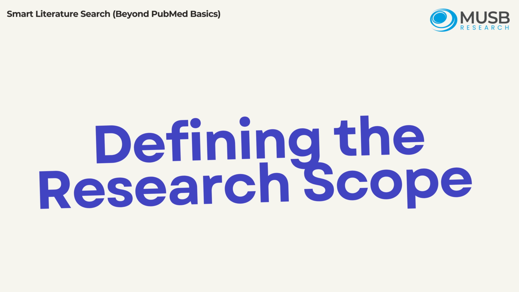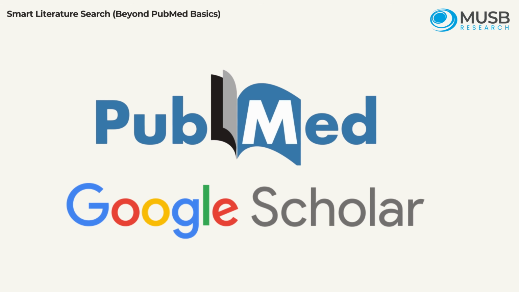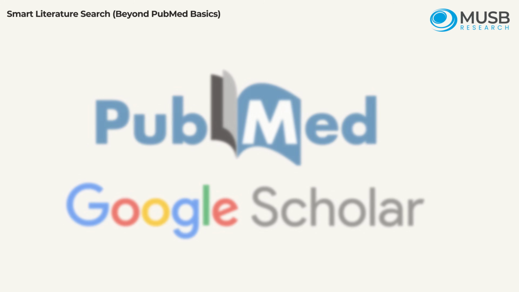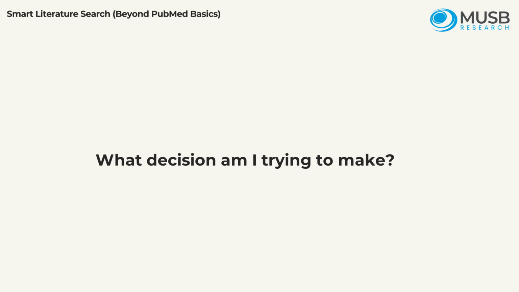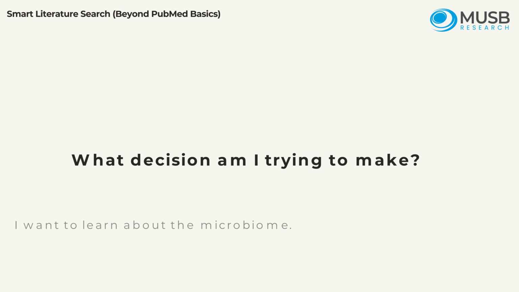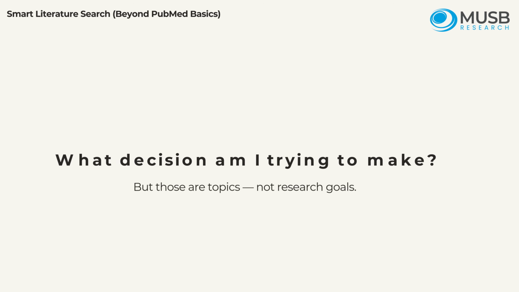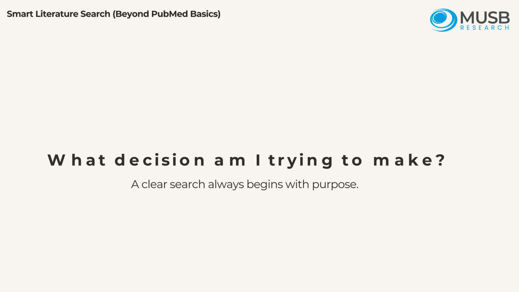Defining the research scope. Before you open PubMed, Google Scholar, or any scientific database, pause for a moment. Ask yourself one simple question. What decision am I trying to make? Most people start literature searching with vague goals like, I want to learn about the microbiome, or, I want to read about diabetes. But those are topics, not research goals. A clear search always begins with purpose.